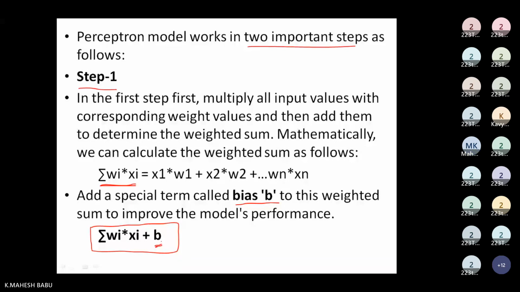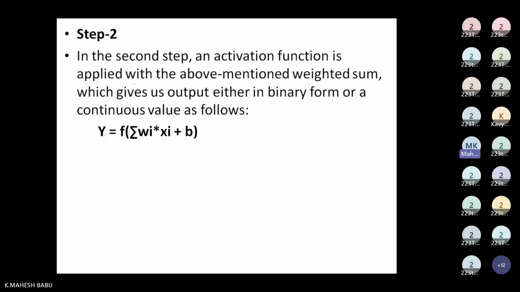Later, in the second step, you are applying the activation function, f of, and you are giving this value. The neuron will work or not. Whether you are getting an accurate value or not, the function is going to be applied for this.